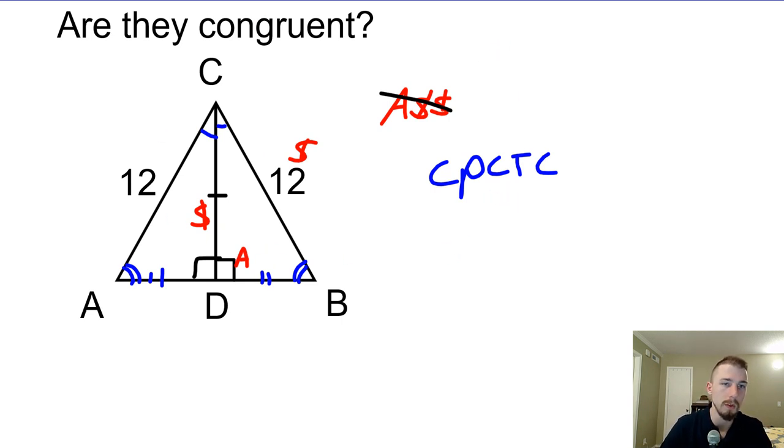So once we prove that they were congruent by our hypotenuse leg theorem, we said that triangle DAC is congruent to triangle DBC.